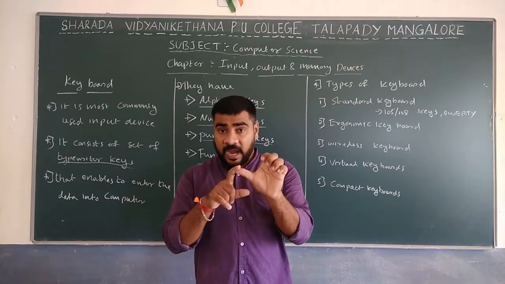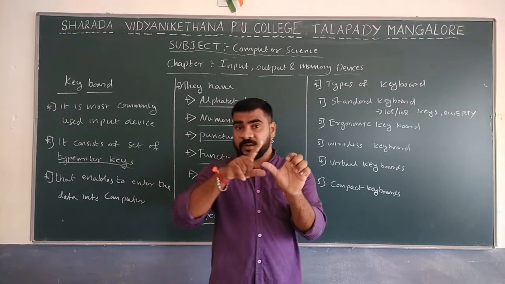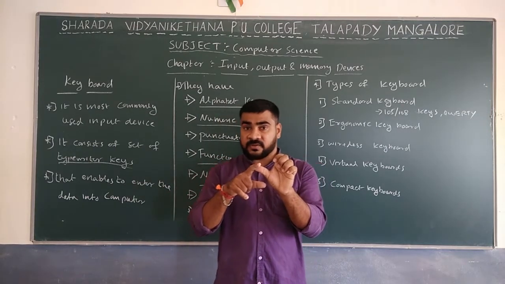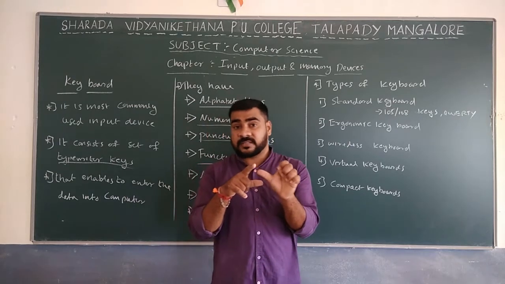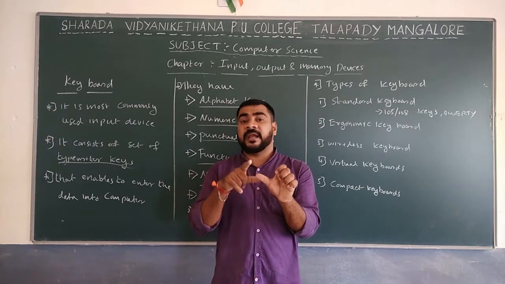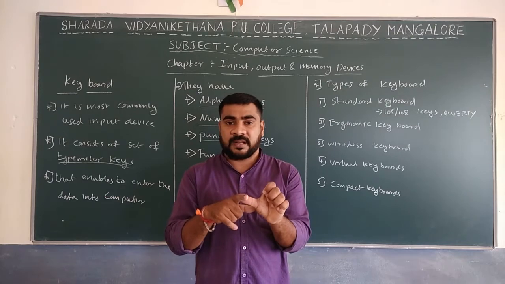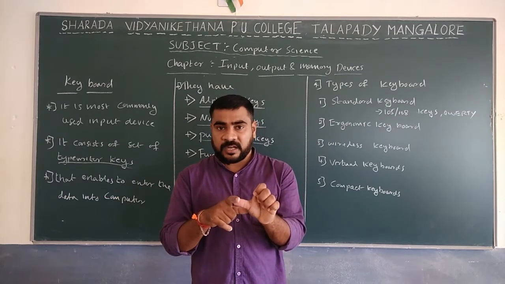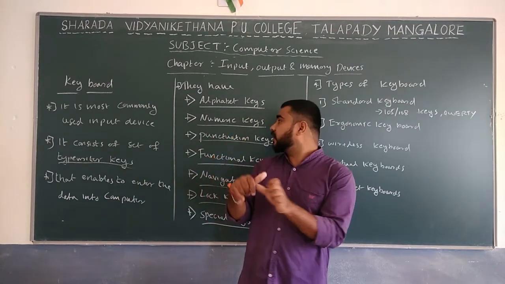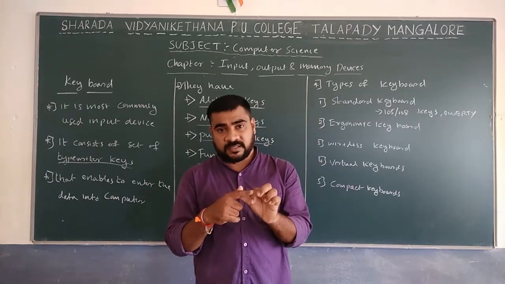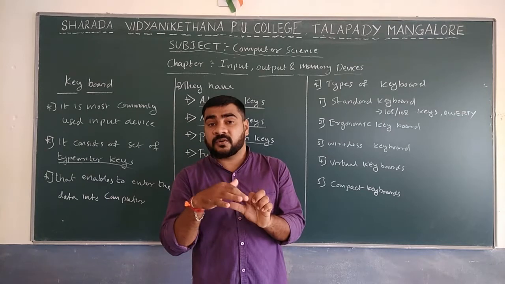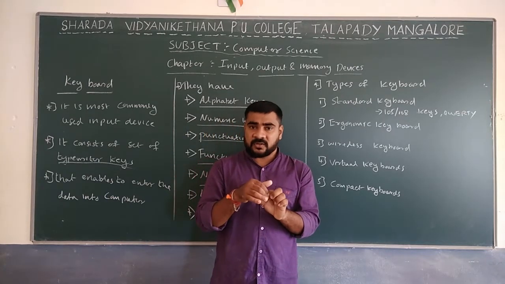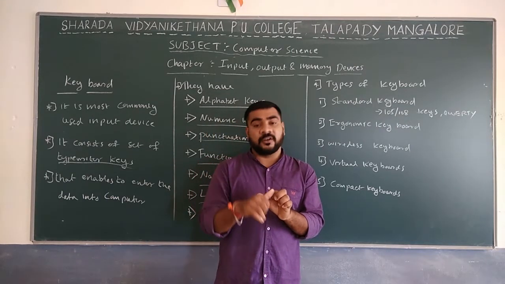Once again I'll repeat. The first one is alphabet keys. Alphabet keys are used to type different alphabetic letters, A to Z capital letters and A to Z small letters. If you want to type, then we are using the alphabetic keys. Next one is numeric keys. Numeric keys are the numeric number pads, 0 to 9.